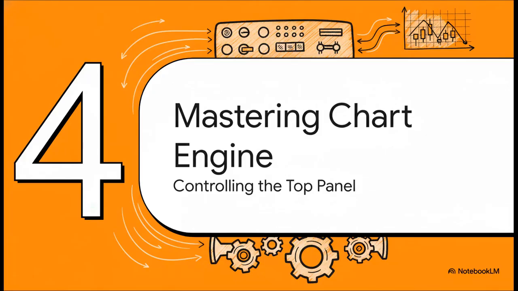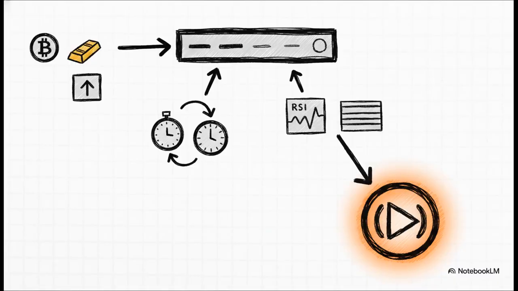Okay, let's leave the toolbox for a second and look up at the top panel. Think of this as the command center, the engine that controls everything you see on the main chart itself. From up here, you can search for basically any asset in the world, from Bitcoin to gold. You can switch your view from, say, a 1-minute chart for day trading to a 1-hour chart for swing trading. You can also add popular indicators like RSI or Bollinger Bands.